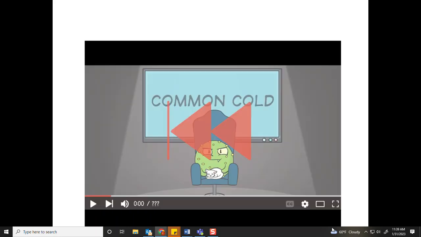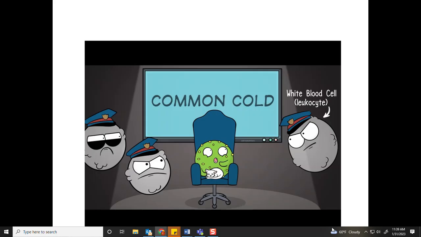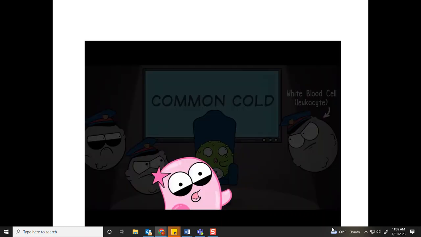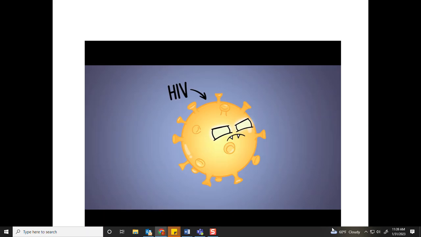Going back to the common cold, a lot of times it has to run its course. Your immune system will typically take care of it, and medications can help with the symptoms so that they don't feel as bad. But unfortunately, some viruses are extremely complicated, like HIV, a virus that can lead to AIDS.